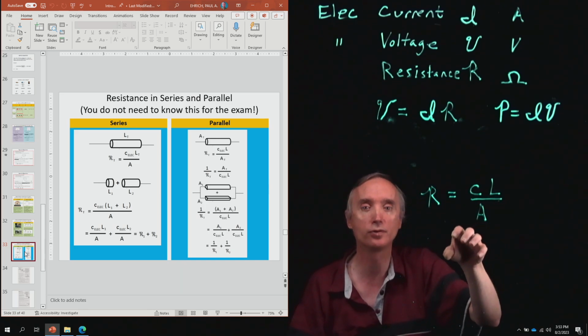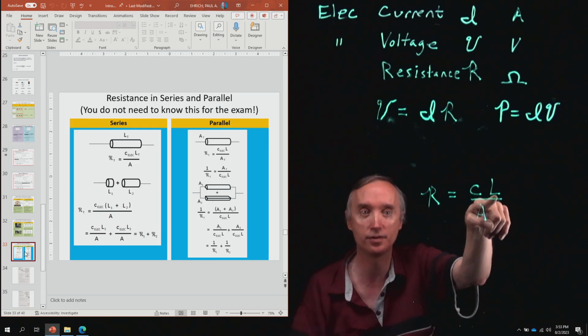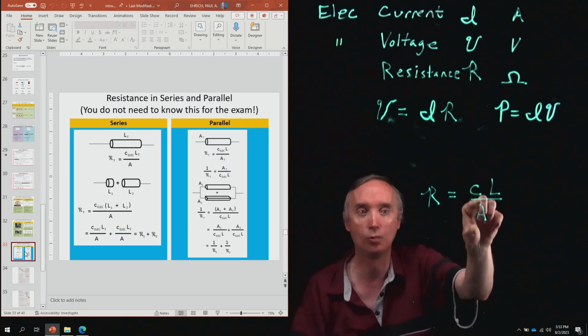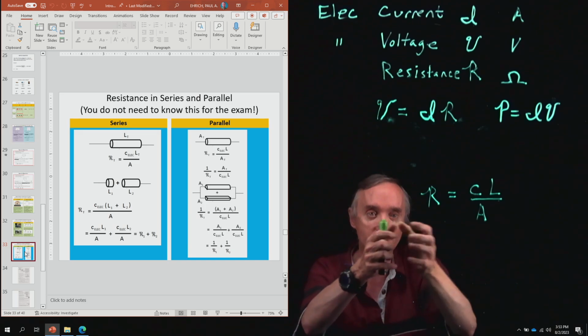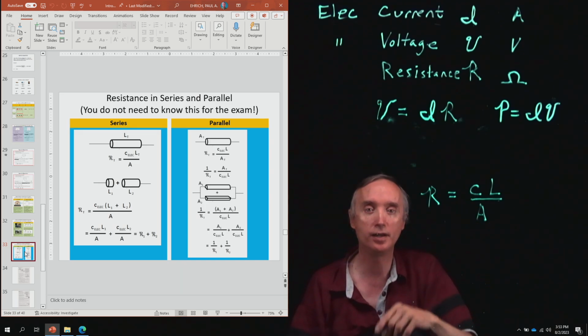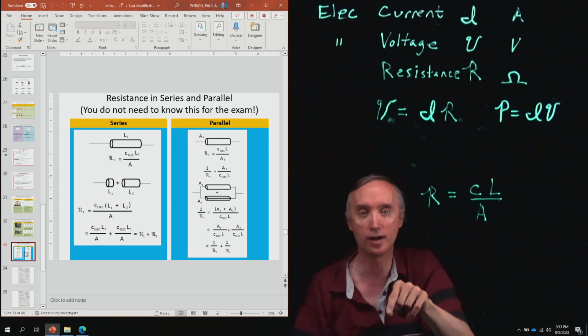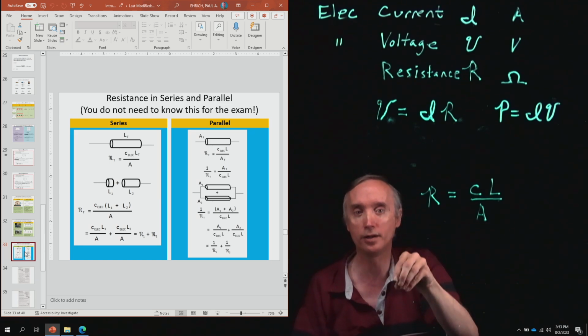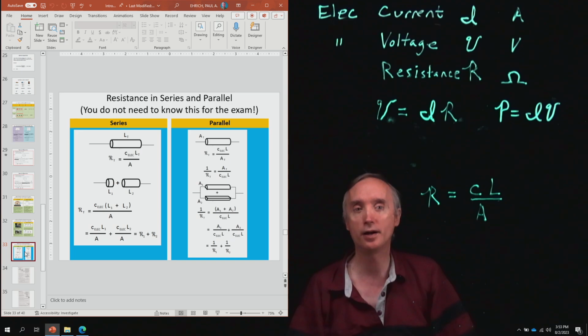And so if we were to substitute, instead of the letter L into this formula, L1 plus L2, and then separate it, which we can do according to algebra, we get CL1 over A plus CL2 over A, but that's R1 plus R2. So that's where that formula comes from. Now what about the parallel circuit?